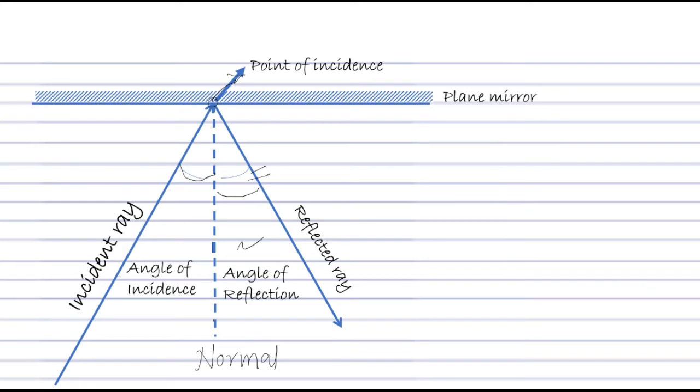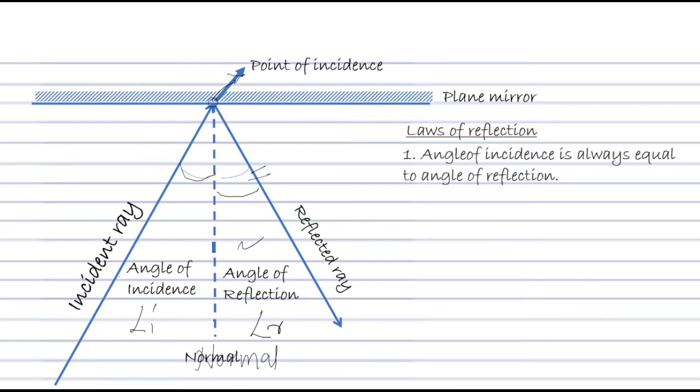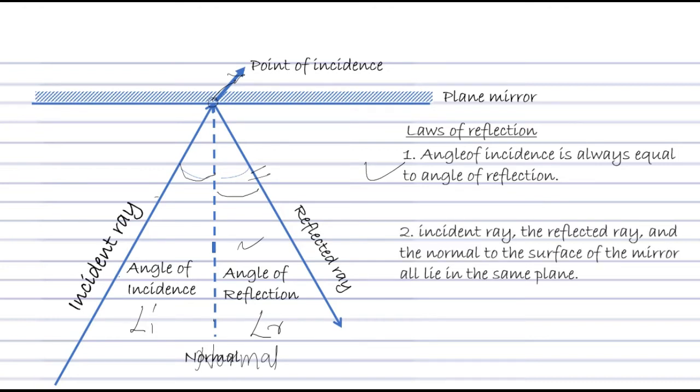After that, you have to write the laws of reflection. And what are the laws of reflection? The first law: the angle of incidence is called angle I, and the angle of reflection is called angle R. The angle of incidence is always equal to the angle of reflection. And the second law, you already learned: the incident ray, so this ray, and the normal and the reflected ray all lie on the same plane. I'm sure you have understood what is meant by all lying on the same plane.